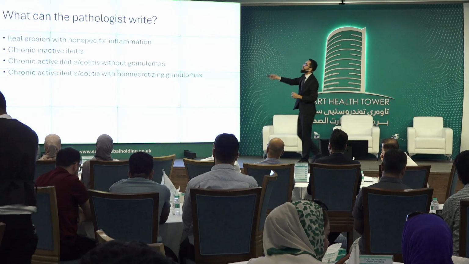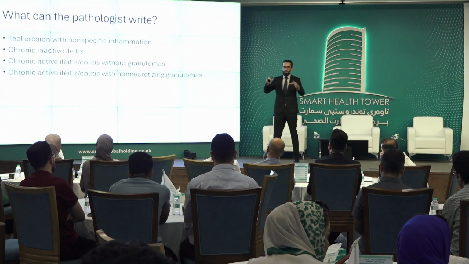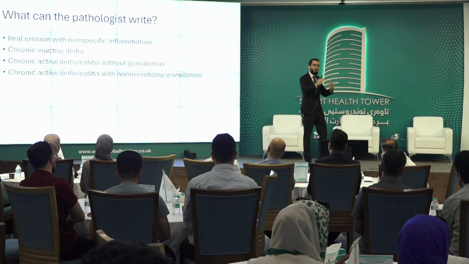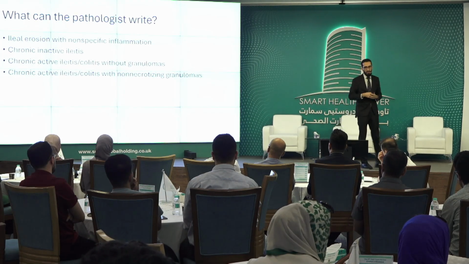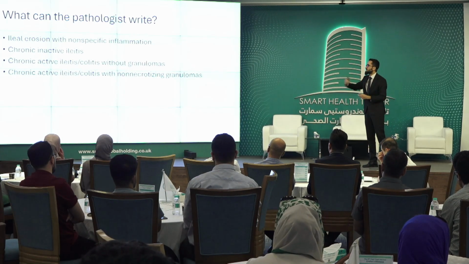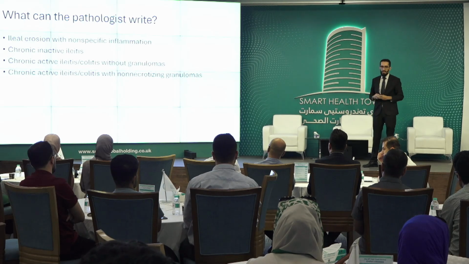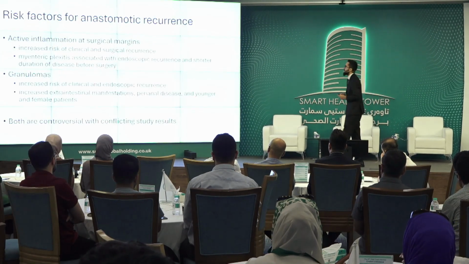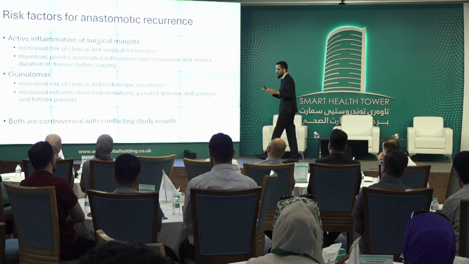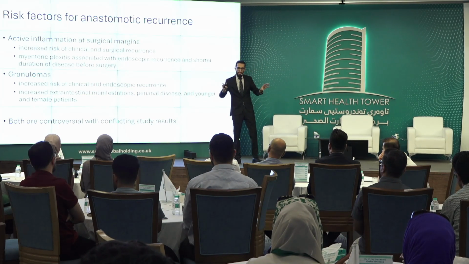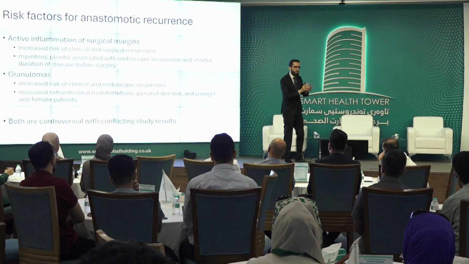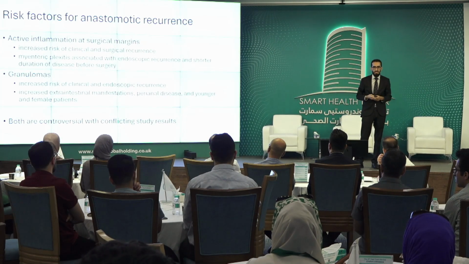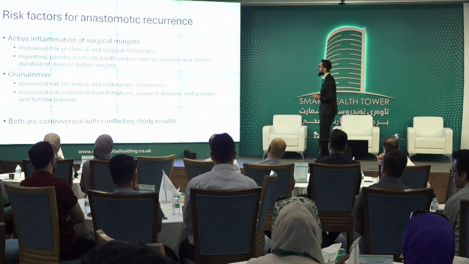Then you start to have chronic changes, the glandular distortion, the metaplasia we mentioned. And then you go further down if you have chronic active inflammation with or without granulomas. So the most specific or the most suggestive for Crohn's disease would be a chronic active ileocolitis with granulomatous inflammation or with non-necrotizing granulomas. Now, in resection specimens, if you have active inflammation at the margins, or if you have granulomas within the specimen, these are predictive of recurrence of the disease in some studies, but the data are conflicting.